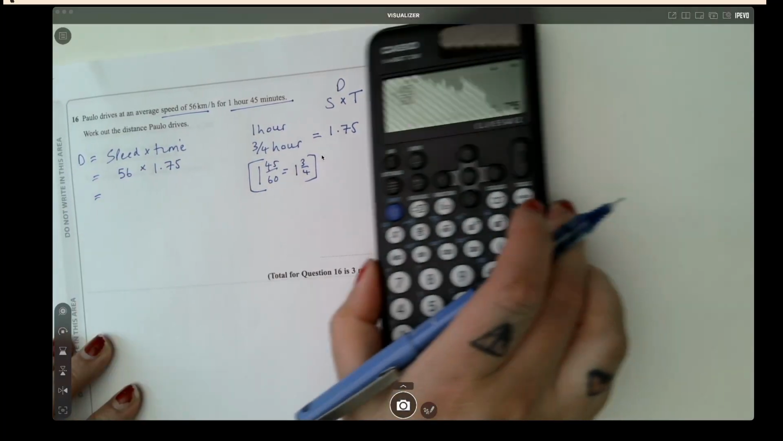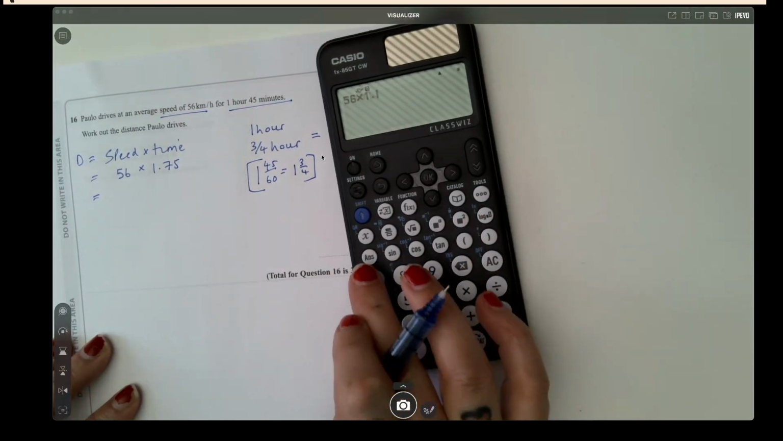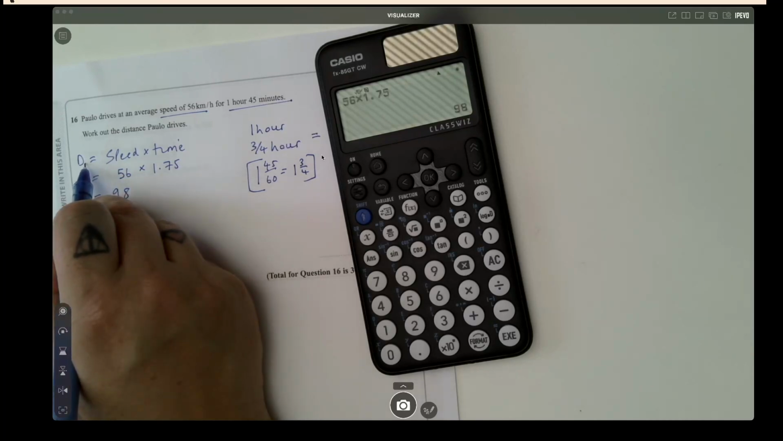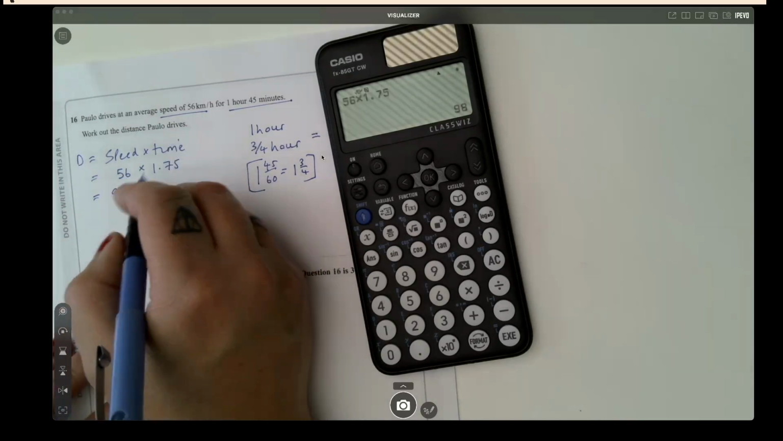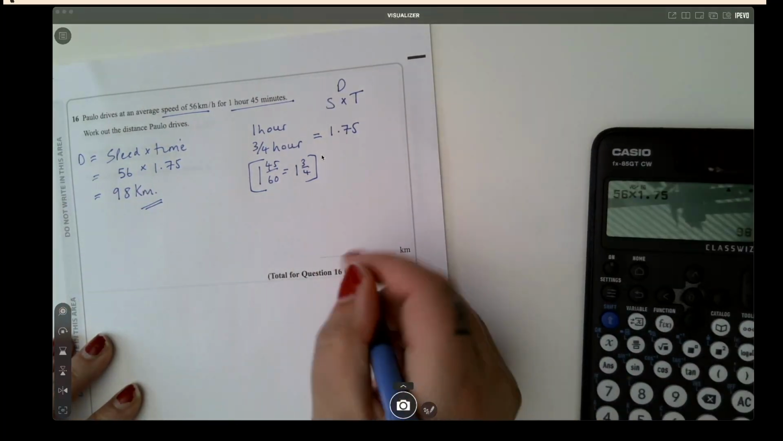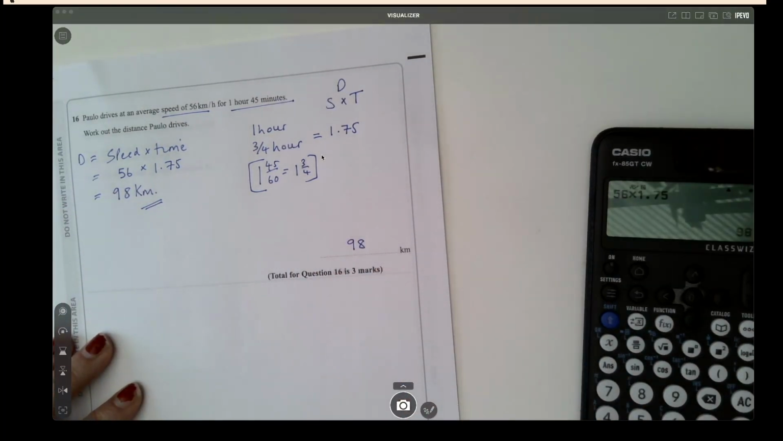So now we're going to do 56 times 1.75, which is 98. We're dealing with distance. Speed is kilometres per hour. So that's 98 kilometres distance. I'm going to pop that on our answer line.